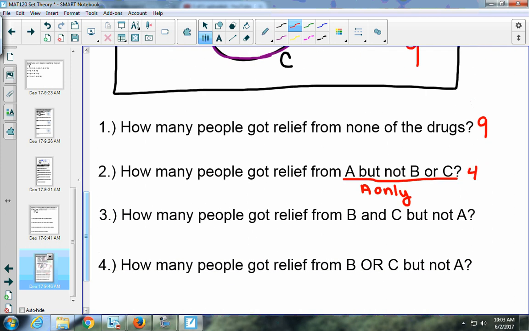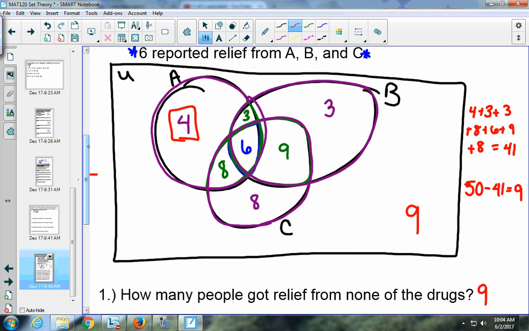For number 3, how many people got relief from B and C? Remember that "and" means the intersection or the overlap, but not A. So if we look at our overlap between B and C, it's these 2 sections. But we don't want anyone who got relief from A. And these 6 people in the middle got relief from A, B, and C. So if we want just B and C, it is those 9 people.